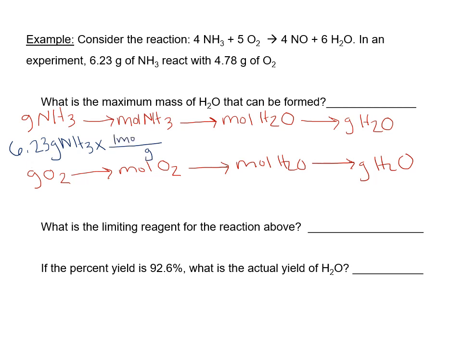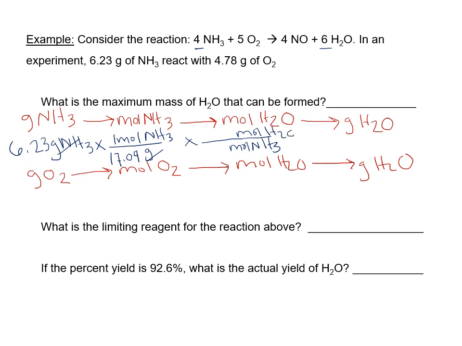Each 1 mole of NH3 has a mass of 17.04. Where do I get that? From the periodic table. Nitrogen is 14.01 plus 3 times 1.01 for the 3 hydrogens. Okay, so this cancels the grams of NH3. Then I need to go from moles of NH3 to moles of water. I would use the balanced equation, right? I would use these numbers here. Moles of NH3 goes on bottom. Moles of water goes on top.